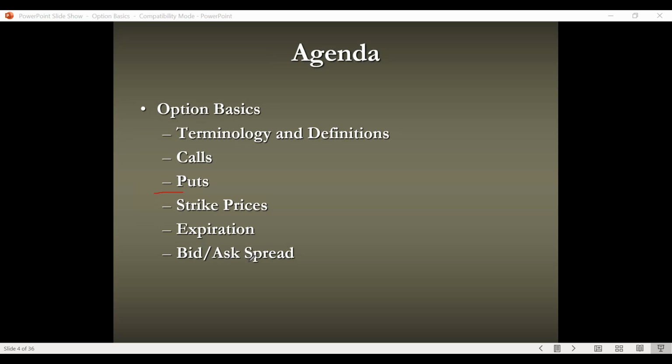Now, let's get into explaining how an option would work. And I'm going to use a real estate example, how an option on a real estate property would work.